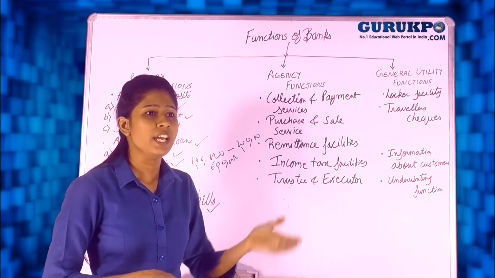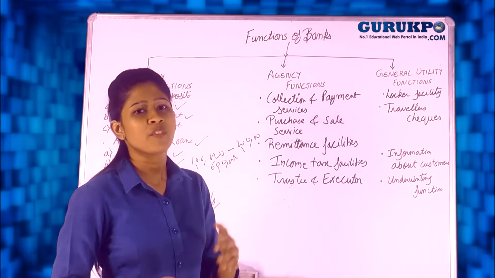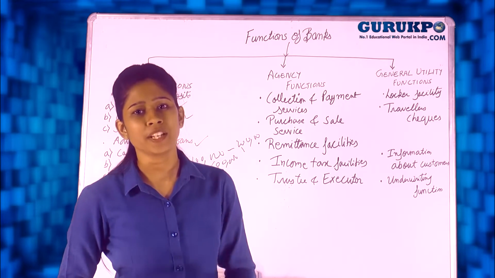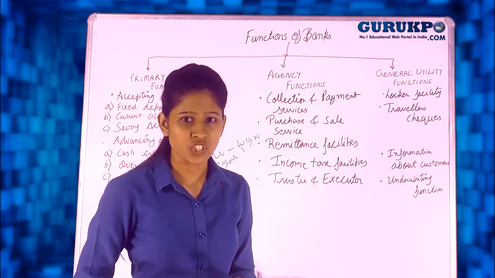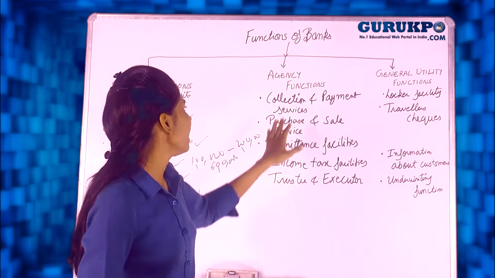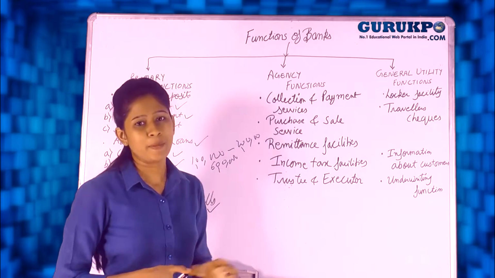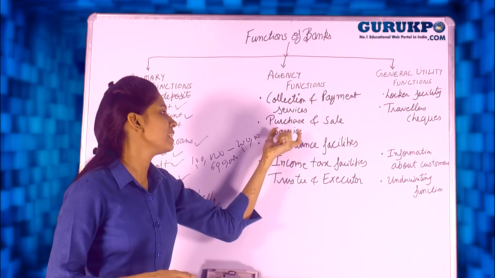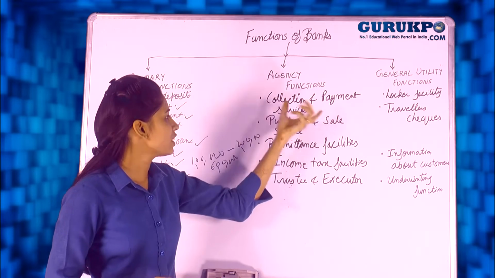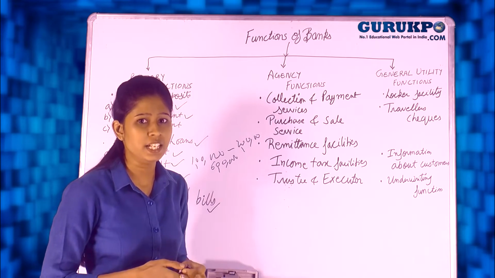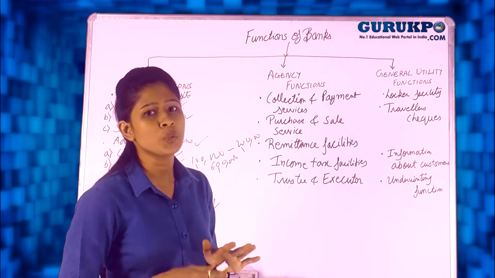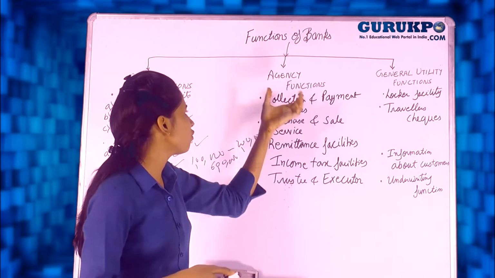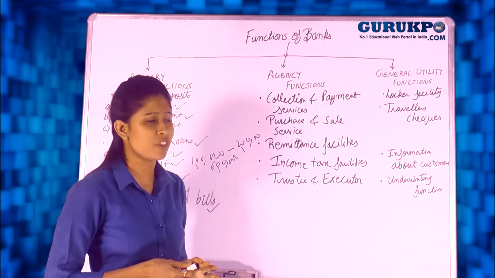In the same way, if we want to make any payments, like paying credit card bills, rent, or interest, we give the standing instruction to the bank, and in that way they provide the payment services also. Next function is purchase and sale services. As with collection and payment services, the bank helps us with the selling of securities, and in that form it helps us as an agency function.